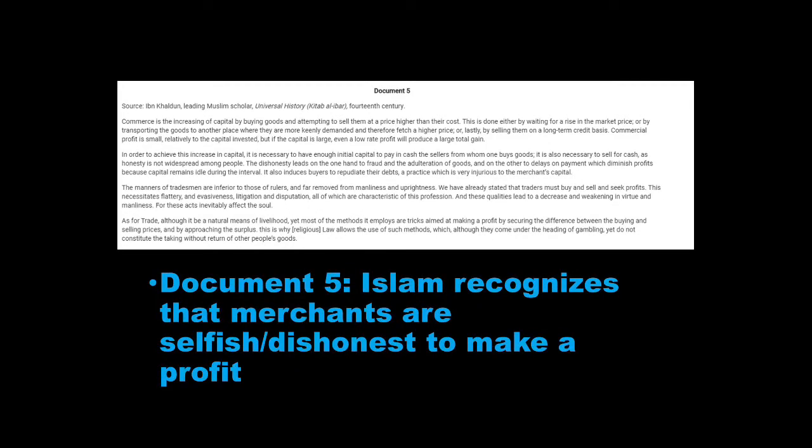Document 5 returns to the Muslim perspective from the historian and scholar Ibn Khaldun, who tells about how Islam should recognize that merchants are often dishonest, and yet sometimes this is necessary in order to make a profit. And in order to make a profit, you are doing what is good in the eyes of Allah. So in this sense, it's almost opening the door to some dishonesty, despite the fact that that is clearly wrong.